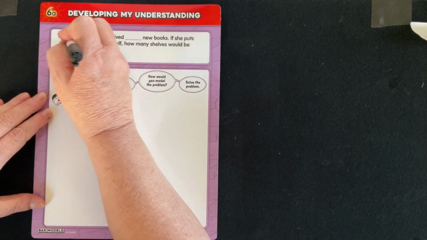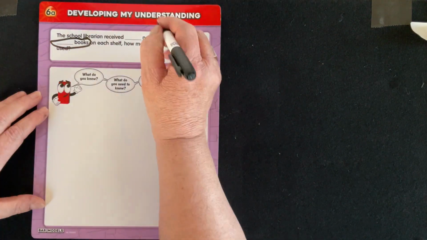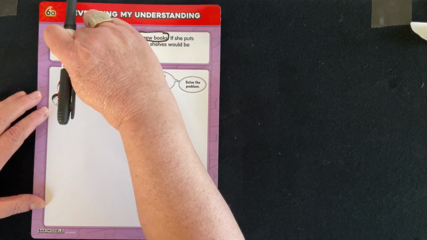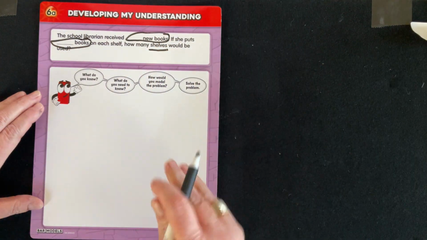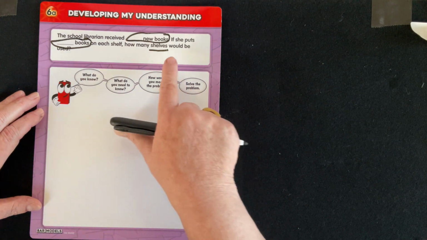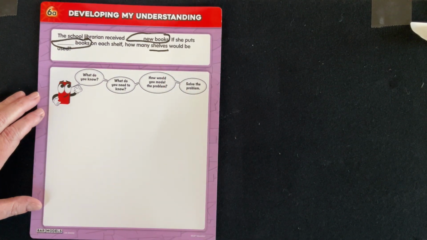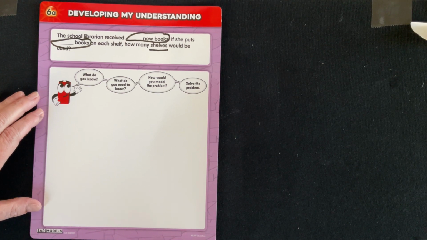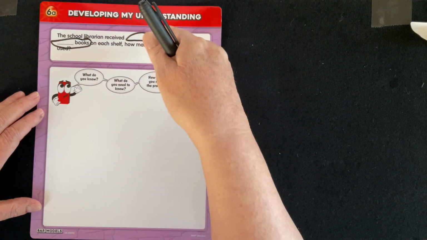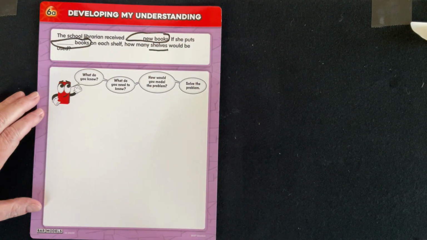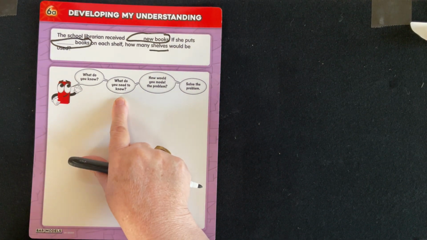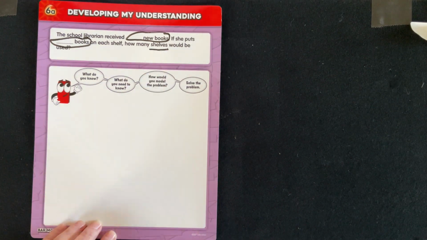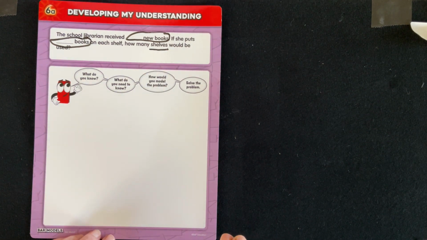She puts some books on each shelf. So here's what we know. She's got some books that she received, and she puts some books on each shelf. How many shelves would she use, or would be used? When you think about this problem, you've got books and books, but we're trying to find out how many shelves. So the next thing we would move to is, well, what do we need to know again? Well, we want to know how many shelves she used.